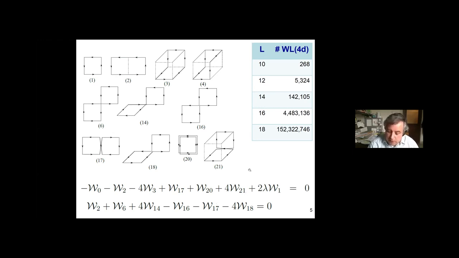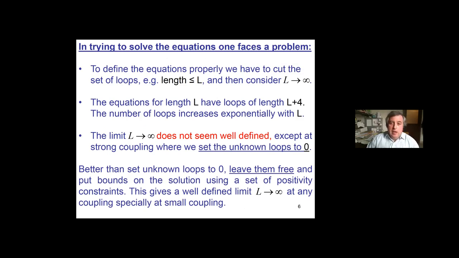The question is, can we compute the Wilson loops just by solving these equations without any reference to the variables U? One faces a problem because to properly define this problem mathematically, we have to cut the number of Wilson loops up to some length L and then take L to infinity. If we have Wilson loops up to length L, we have one equation of motion for each of them. But they involve Wilson loops of length L plus 4 because you add the curve.